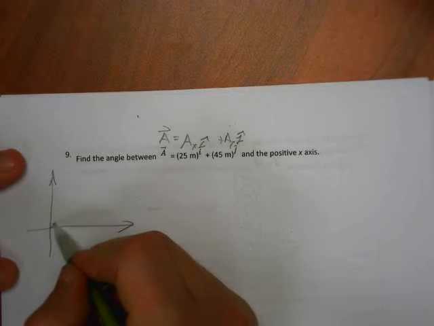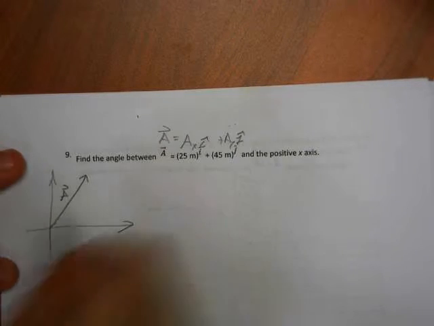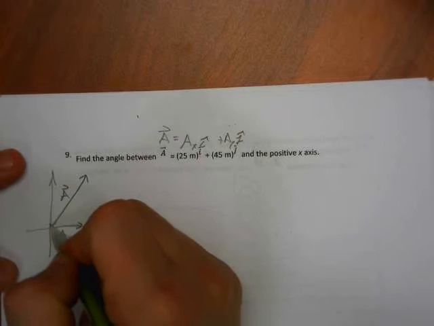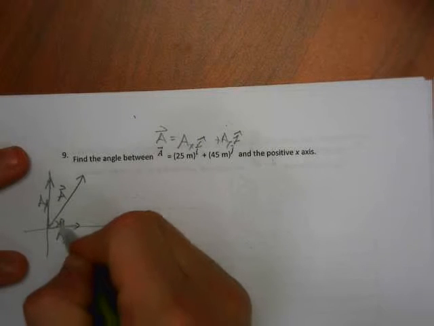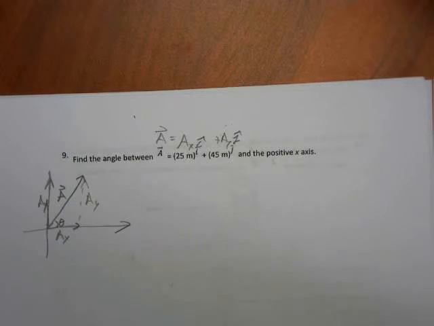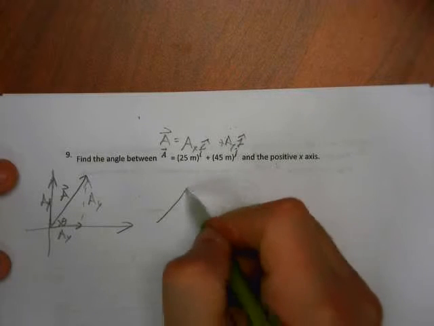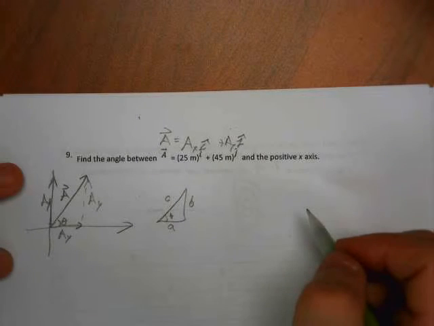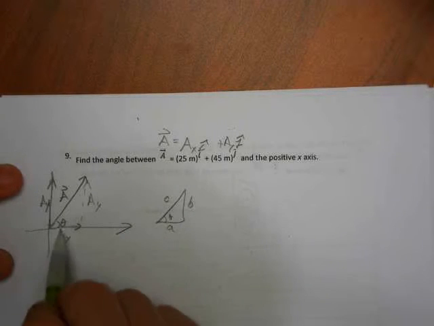So it's going to be somewhere, oh, it's going to be a pretty steep angle. This is your A vector, and the two components are Ax and Ay. And I can go ahead and label this theta. And I can transpose my Ay over there if you wish. It's the same thing. And so we just have a right triangle. And if you remember right triangles, this question asks for the angle between the vector and the positive x-axis, so that is theta.